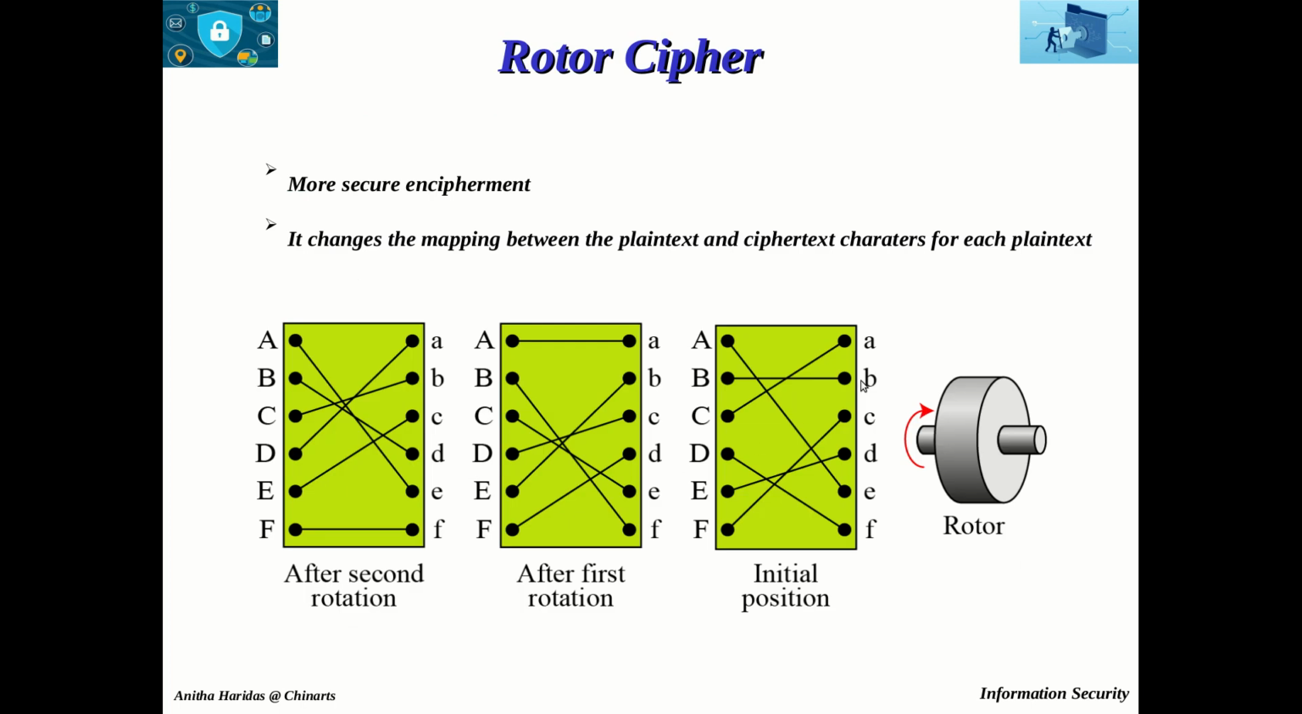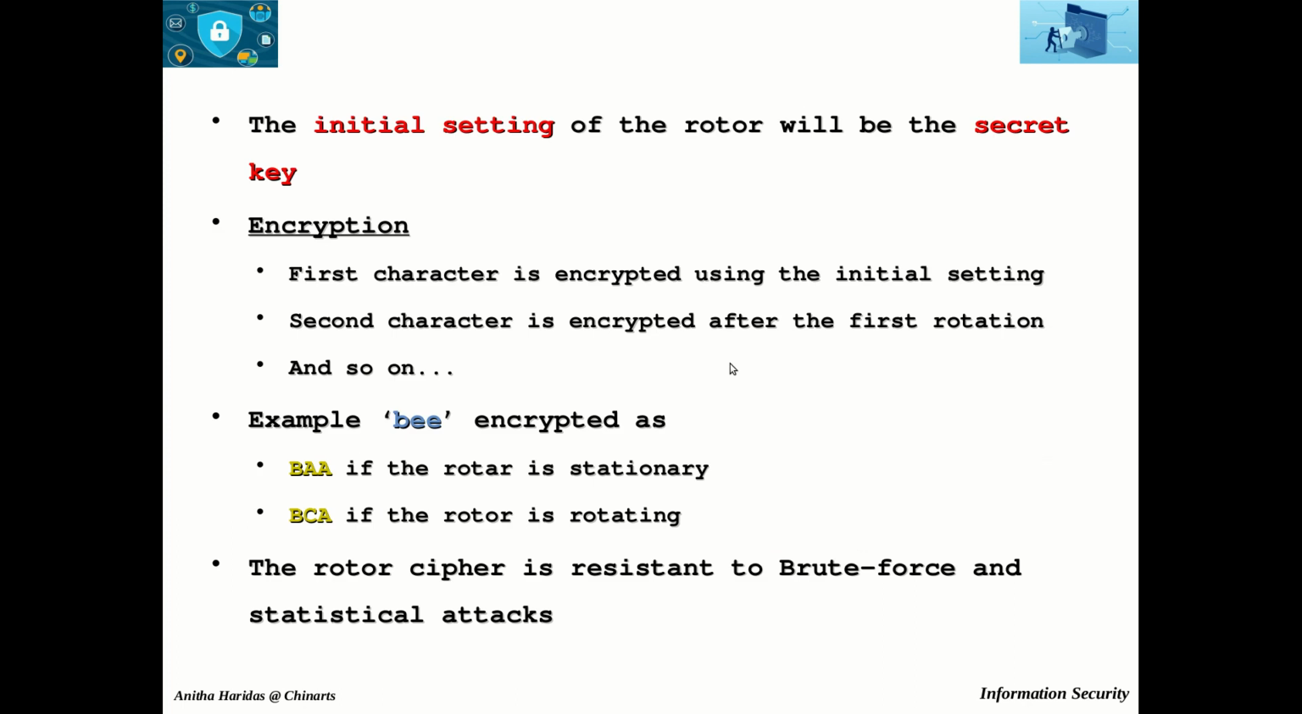How? The B is the plain text and these are the ciphertext. So this B is encrypted to capital B and this E is encrypted to capital A. So if the rotor is stationary and it is not rotated, then BAA will be the ciphertext.